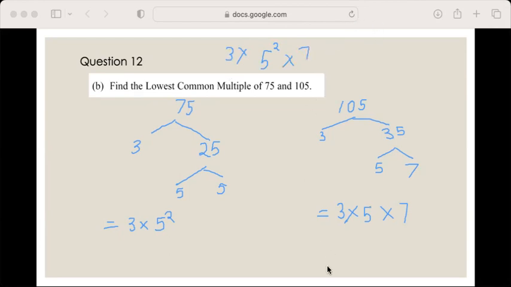So 3 times 5 squared times 7. So 3 times 5 squared is 25 times 7. It is 525. 3 times 25 is 75, times 7 is 525. That's the LCM. I hope you got the correct answer for this question.